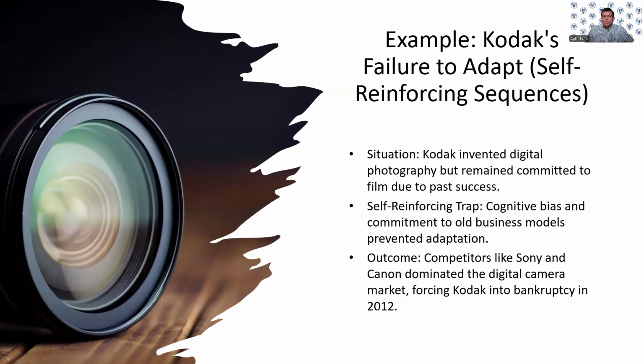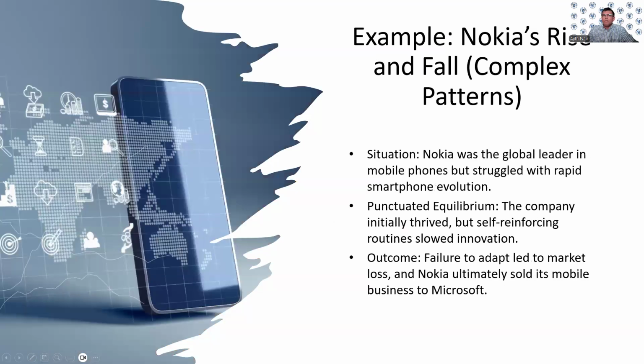We discussed Kodak's failure to adapt. They fell into the self-reinforcing trap. Cognitive bias and commitment to old business models hindered their growth. Their executives ignored the customer behavior, assuming the brand loyalty would sustain the film industry, while digital cameras were gaining popularity. Kodak heavily invested in film technology, instead of embracing the digital revolution.